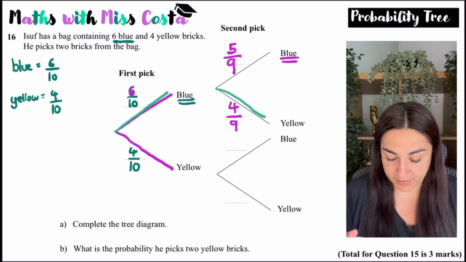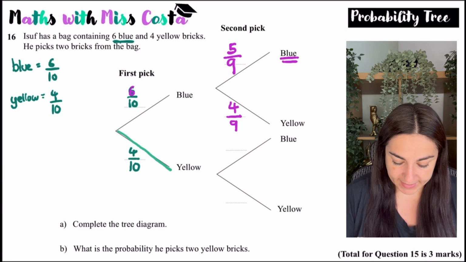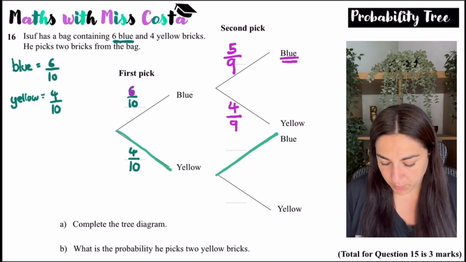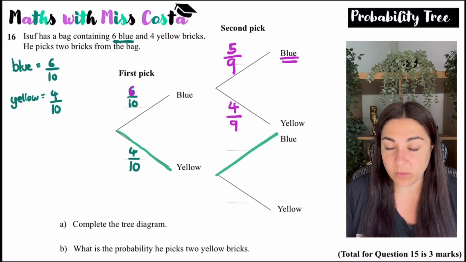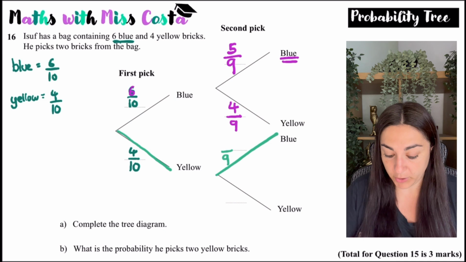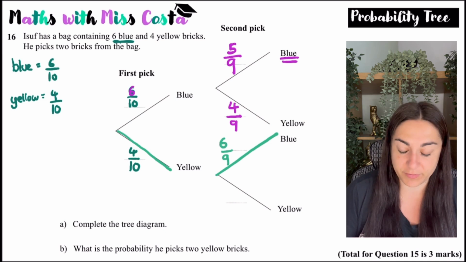The yellow bricks haven't been affected. However, if I go down the other route, which is over here, so let's say I've taken a yellow brick out, then what's the probability of getting a blue brick? Well, if I've taken a yellow brick out, I know that there's going to be 9 bricks left because a brick has gone, but I haven't touched the blue bricks. So there's still going to be 6 blue bricks left out of a total of 9.